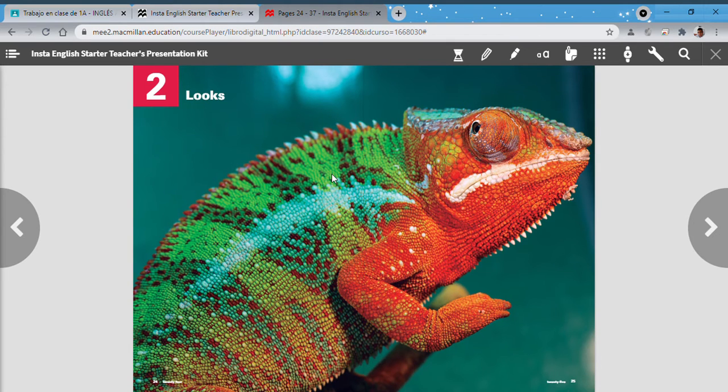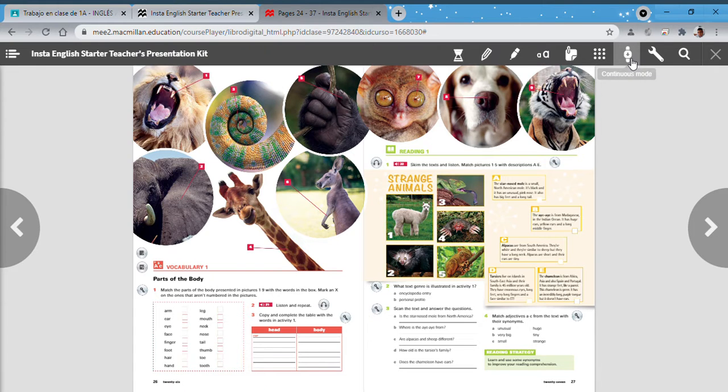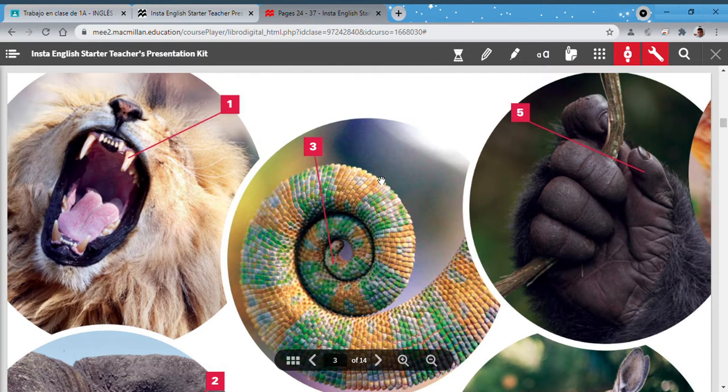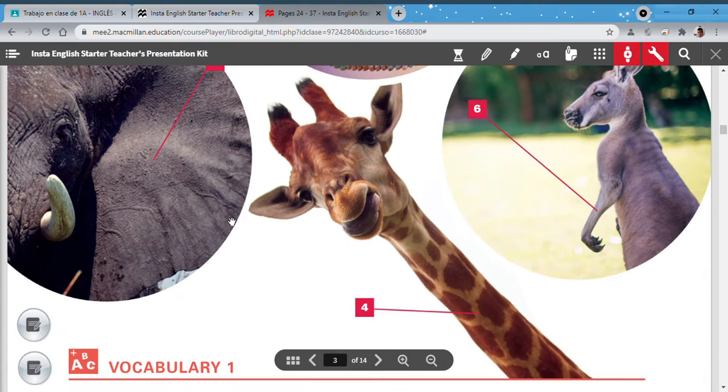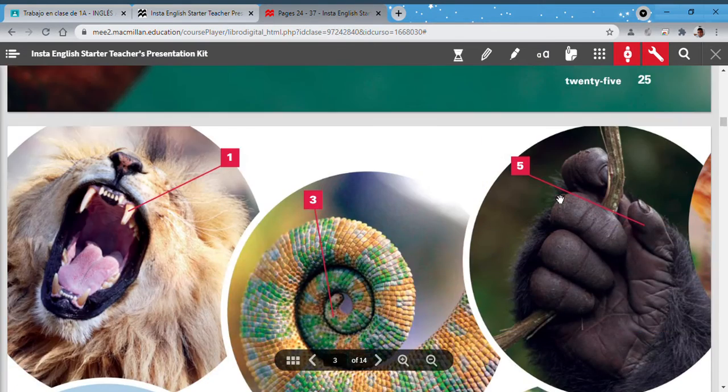Well, let's see. Here I have this page. In this page we see some pictures like lion. Okay, a lion. What is this? No idea. It's an animal. Okay, a gorilla. An elephant, a giraffe, a kangaroo. Perfect.